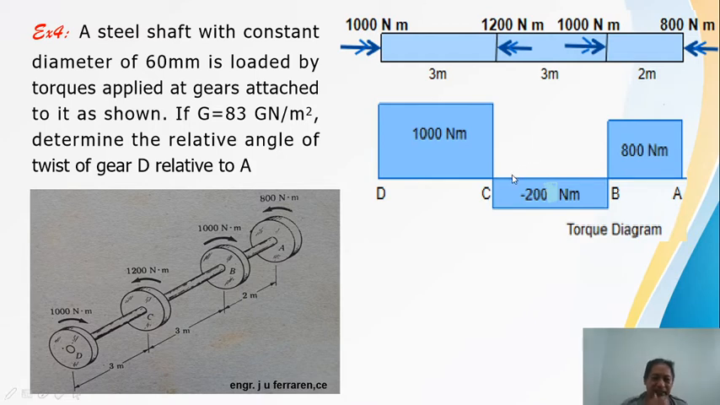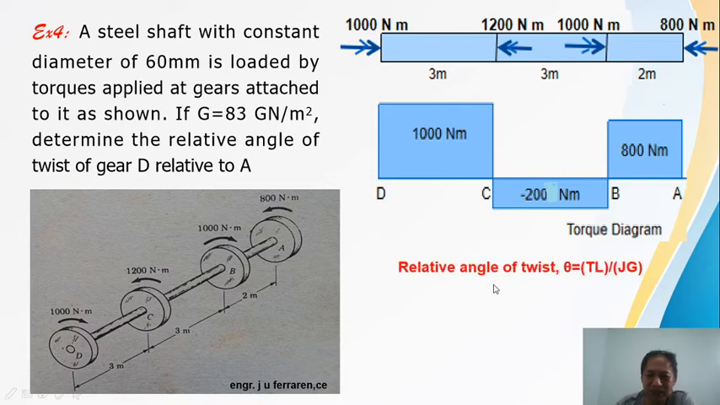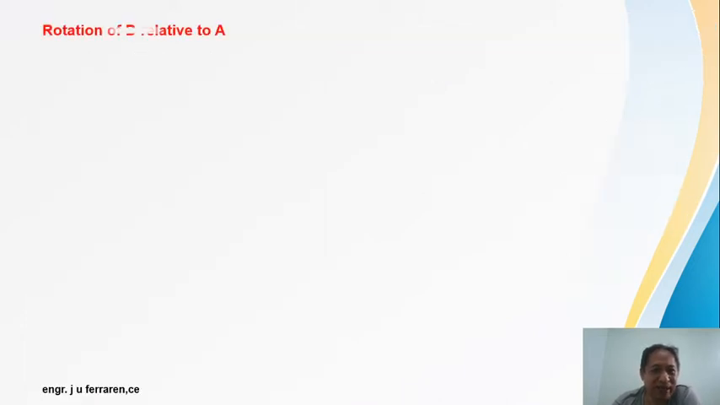This is counterclockwise. So, we get the relative angle of twist based on this formula. Since we have different angles of twist in every segment, the angle of twist is just a summation of the angle of twist per segment. So that is the rotation of D relative to A. I put the product of polar moment of inertia and G.